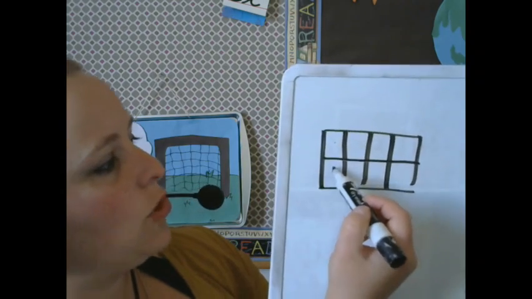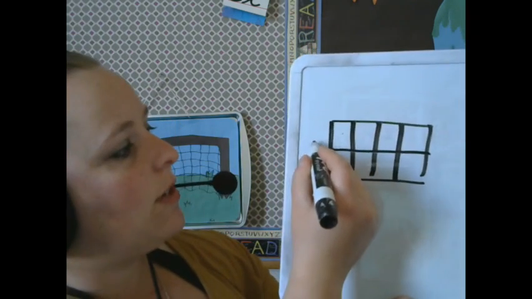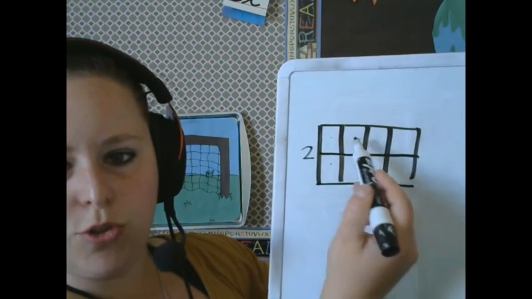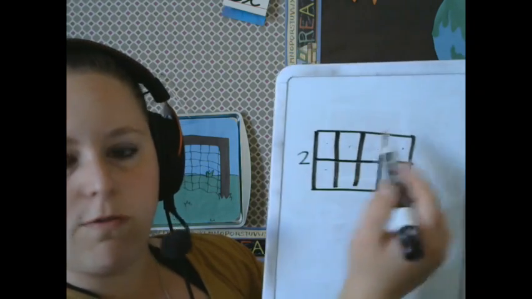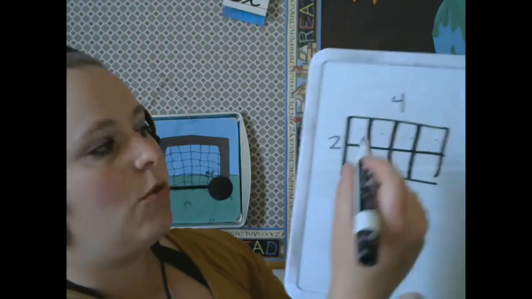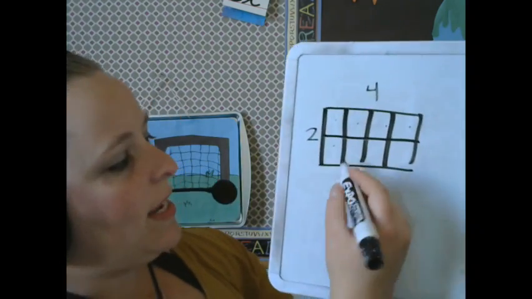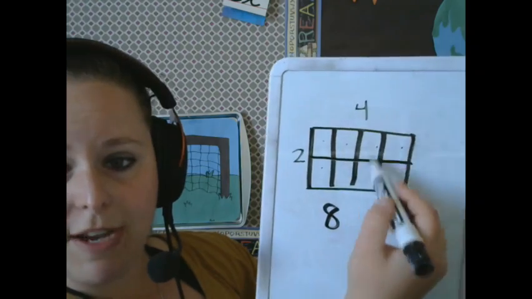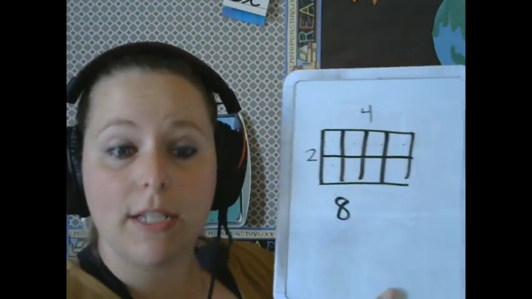Okay, so we're going to look at how many we have down. We have 1, 2, straight down, right? So over here we'd have 2. And then across we have 1, 2, 3, 4. 4 straight across, so right here we'd have 4. We're just going to multiply. 2 times 4 is 8. Right? Do we have 8 right here? 1, 2, 3, 4, 5, 6, 7, 8. Yes, we have 8.